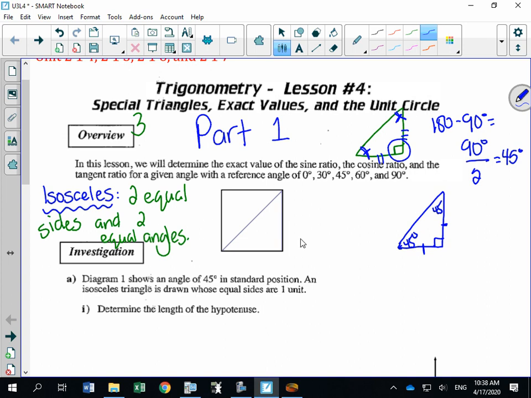If you had a square, I'm going to designate the square to have a side length of 1. All the corners of a square are 90 degrees, so this would be 45 degrees and this would be 45 degrees. So you could cut a square into 2 isosceles triangles. If I asked what the distance of this hypotenuse would be, let's calculate the distance.